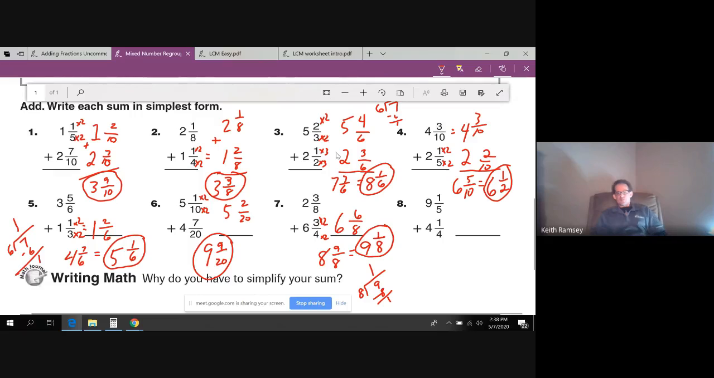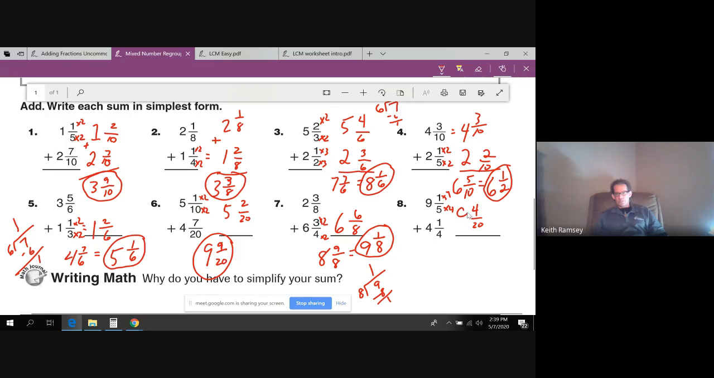Okay, last one. Let's look at 9 and 1/5, $9.20, plus 4 and 1/4, $4.25. Between 5 and 4, I have to find my common denominator, my least common multiple. So I'm going to do my multiples of 4. I have 4, 8, 12, 16, 20. My multiples of 5 are 5, 10, 15, 20. My first common multiple is 20. That's your common denominator. So I have to change both of these. So 5 times 4, that's going to be 20. And 4 times 1 is going to be 4.